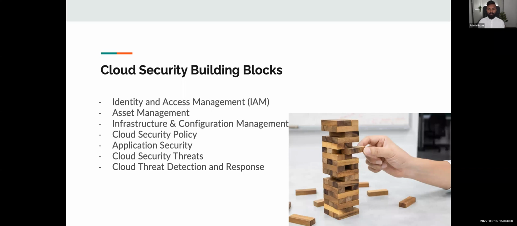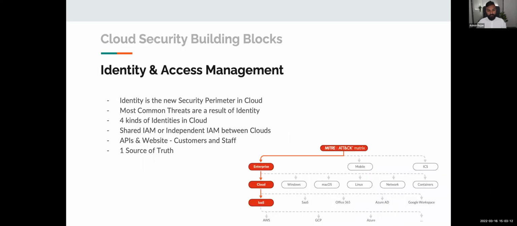This is applicable for all cloud service providers, whether it's public or private, or even hybrid for that matter. You should be able to use this to help build that effective roadmap that you can plan towards. So first one being identity and access management.